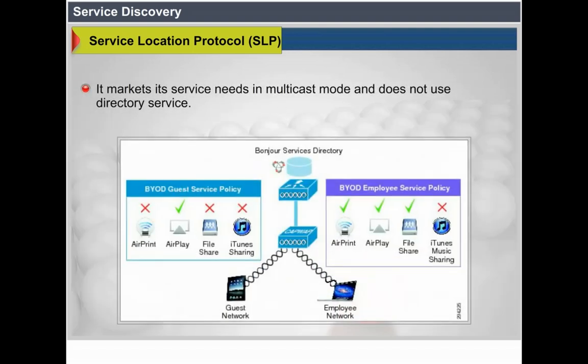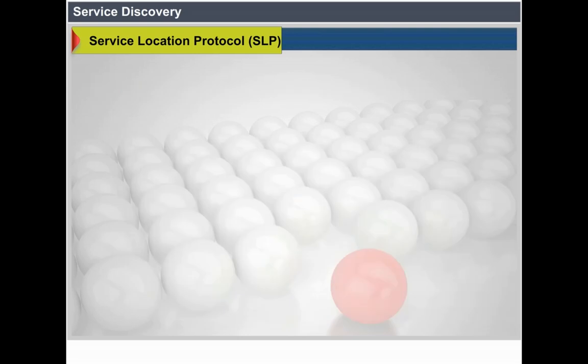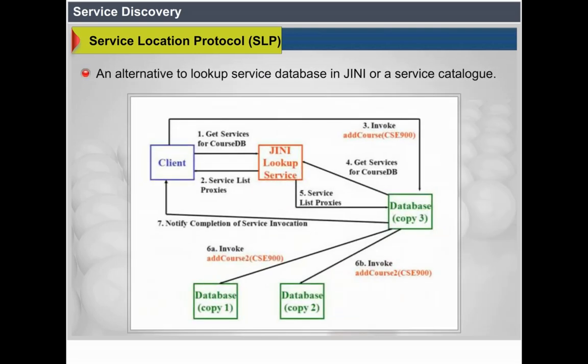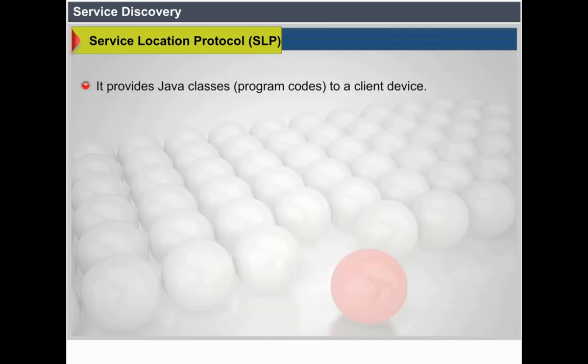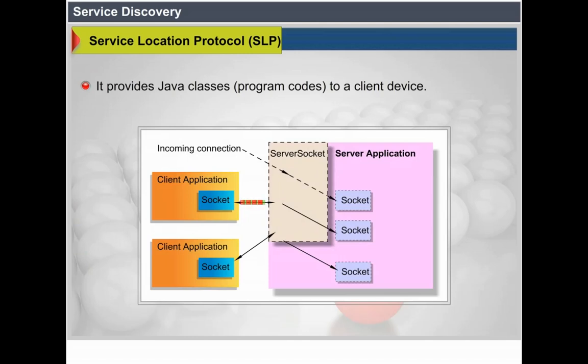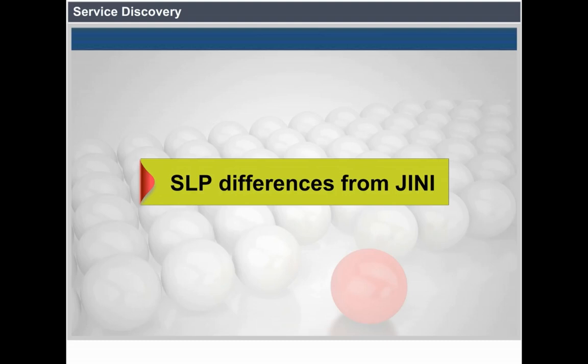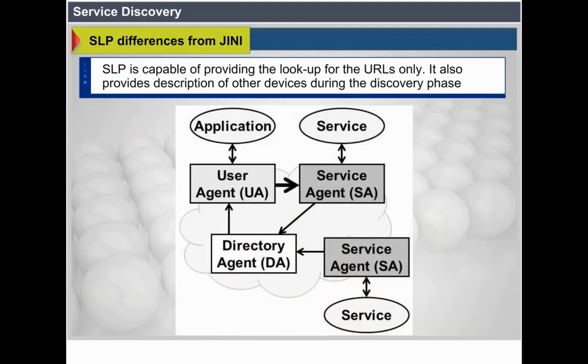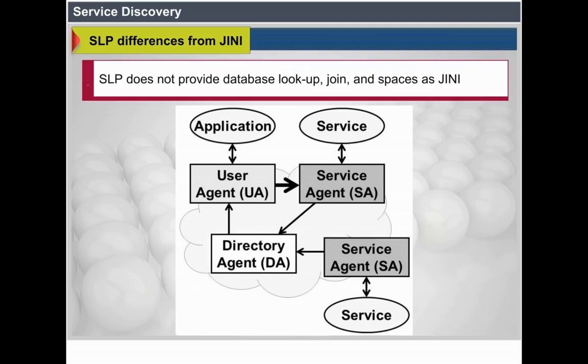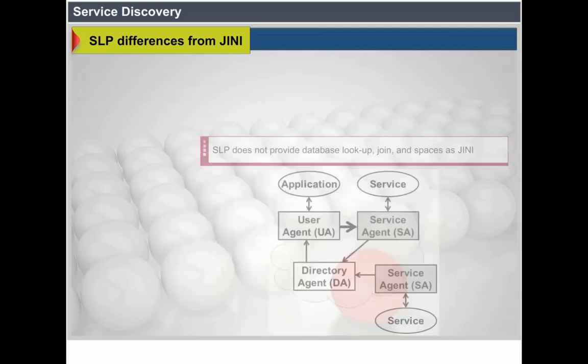It advertises its service needs in multicast mode and does not use directory service. An alternative to look up service database in JINI or a service catalog. It provides Java classes, program codes to a client device. SLP differences from JINI: SLP just provides the lookup for the URLs and description of other devices during discovery phase. Does not provide for database lookup, join, and spaces as JINI.